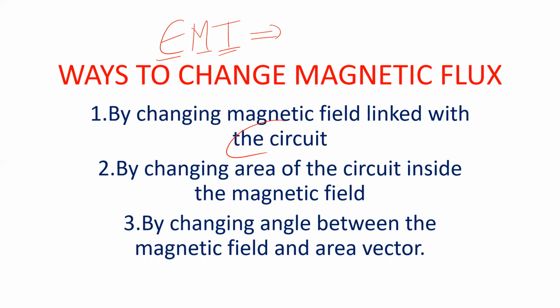And now, why I was saying magnetic flux is the base for EMI: because ultimately the definition comes, whenever you change the magnetic flux linked with the coil, then an EMF or a current is induced. Basically, to induce current or EMF in a circuit, you have to change the magnetic flux. And for changing the magnetic flux, first of all, you should know what magnetic flux is. That's why I said that it makes the whole base of the chapter of EMI.